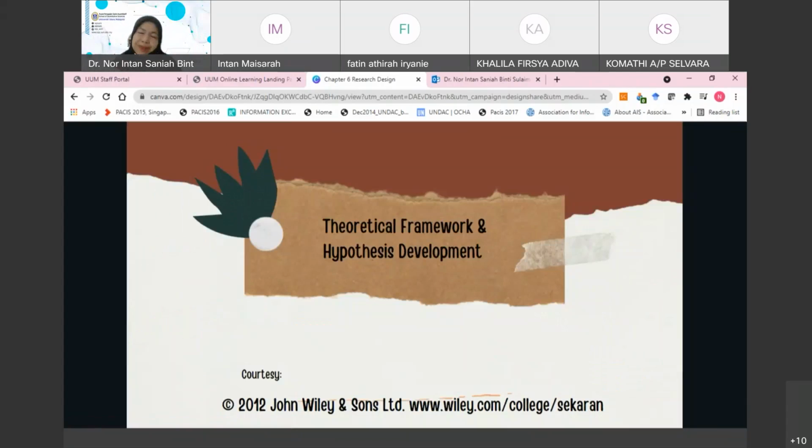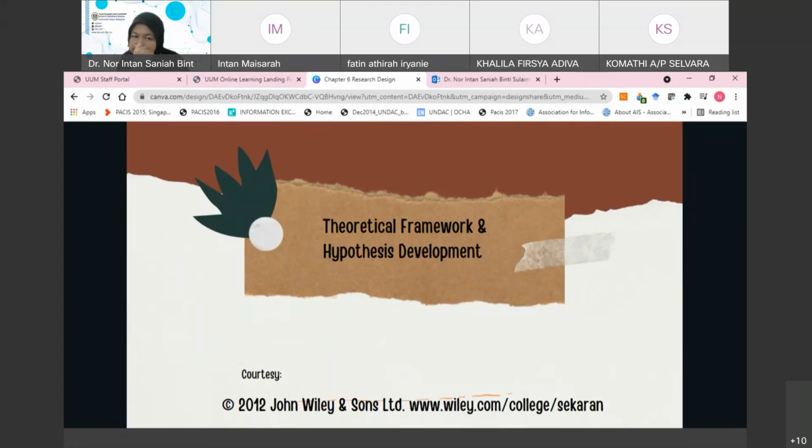Tapi yang I share dalam online learning tu is Sounders. I couldn't find the Sekaran punya 6th edition. This one I'm sure yang one 2012, this one is 2013. Tapi the point is quite similar. So the theoretical framework, what is a theoretical framework and hypothesis?